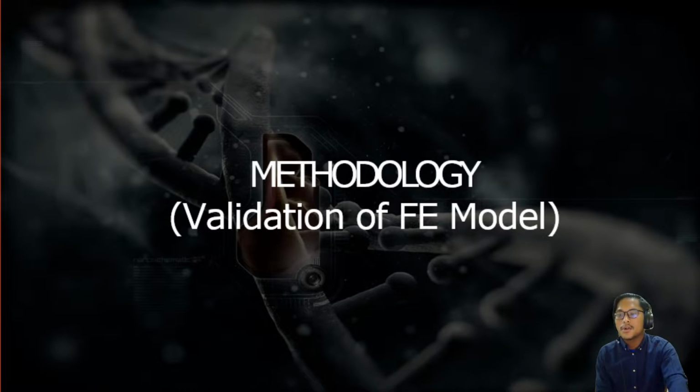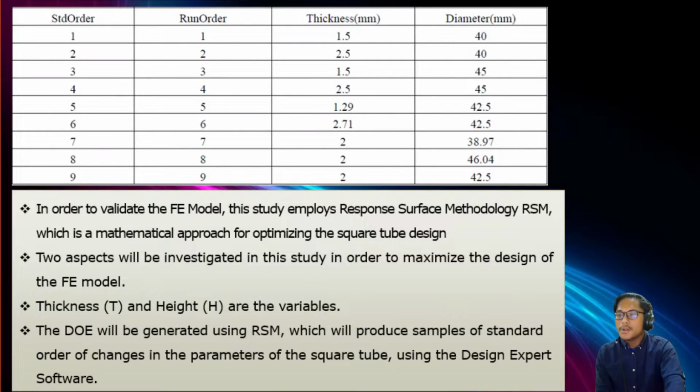The next methodology is validation of the FE model. In order to validate the FE model, this study employs response surface methodology, RSM, which is a mathematical approach for optimizing the square tube design. Two aspects will be investigated in this study in order to maximize the design of the FE model.